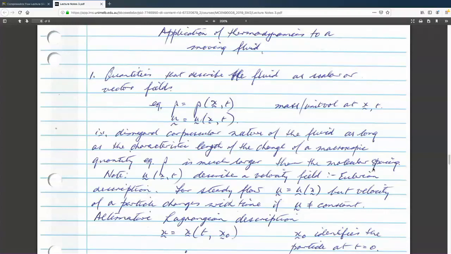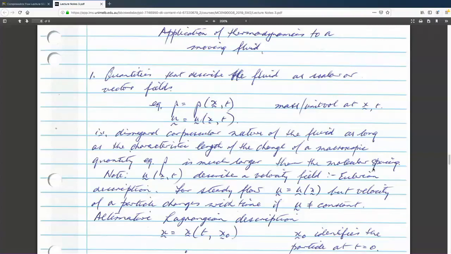Okay, so density is the mass per unit volume. So I'm talking about very small volumes and very small amounts of mass, so I can define a density, dm over dv. The density is the mass per unit volume at the specific point everywhere in this room, x, and at the time t. So that is a scalar field.